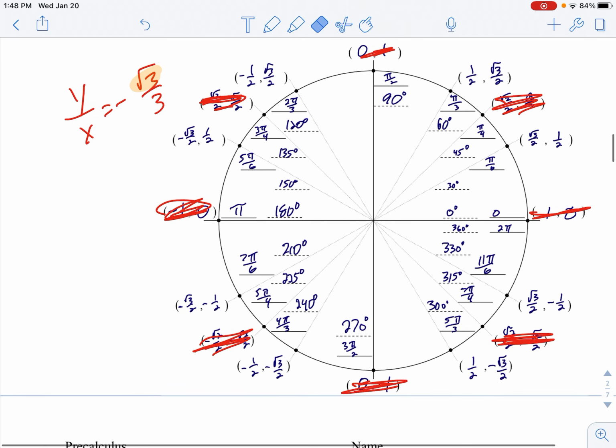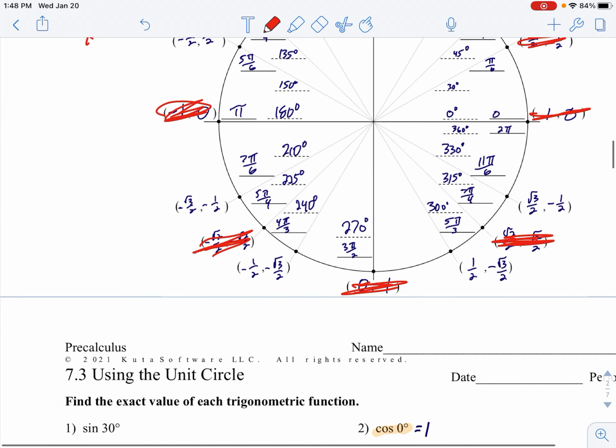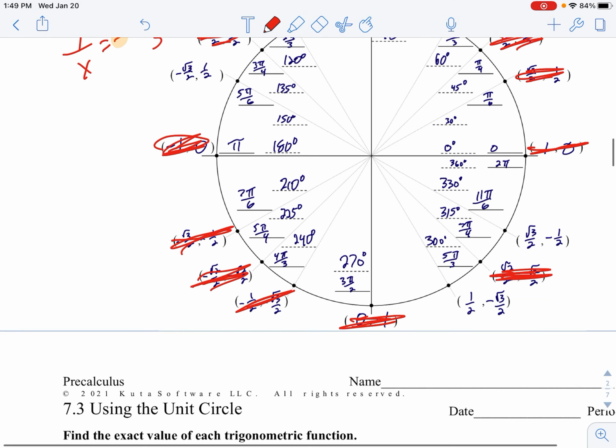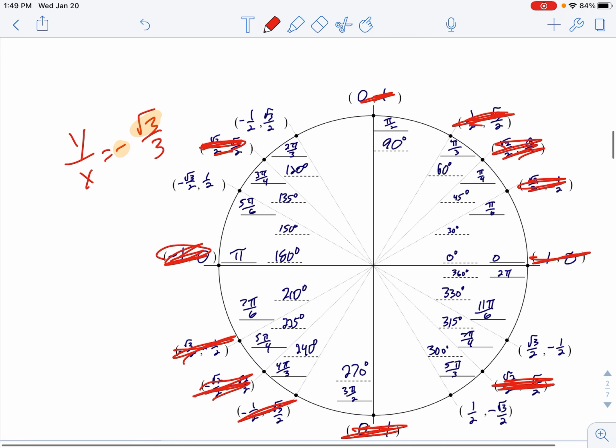But our answer is going to be negative. It can't be anything in this quadrant because a positive divided by a positive equals a positive. And in this quadrant, we've got two negatives, and a negative divided by a negative equals a positive. So it can't be either of those. Now I've got it narrowed down to 4 possible answers. Now I'm just going to guess and check. I'm going to take y divided by x at each one of these points and see what happens.